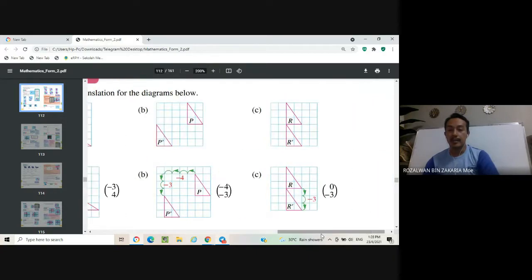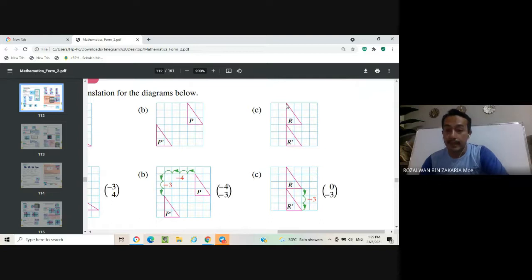Now look at C here. Look at the diagram here. We have R, the object, and the image of R is labeled as R prime. So how to do this one? We pick one point here, let's say this one, and it will go to this one. How is the movement here? Starting here, for the movement on the x-axis, there is no need to move. That means the value is equal to 0. So you just write 0.